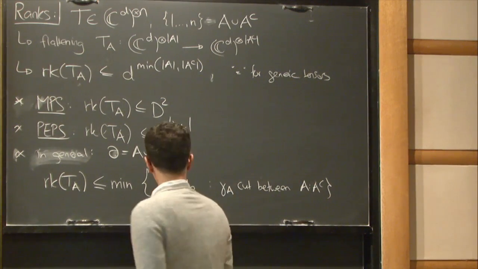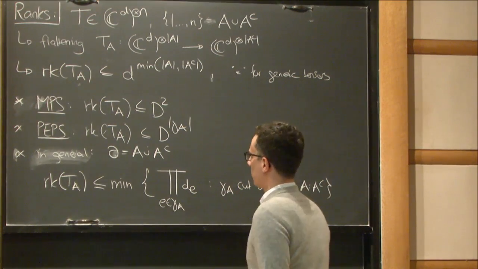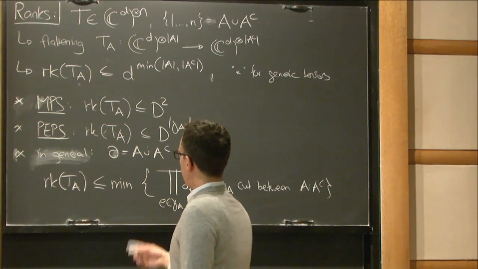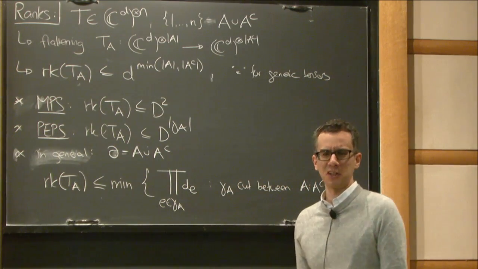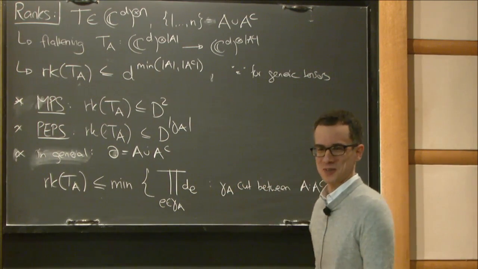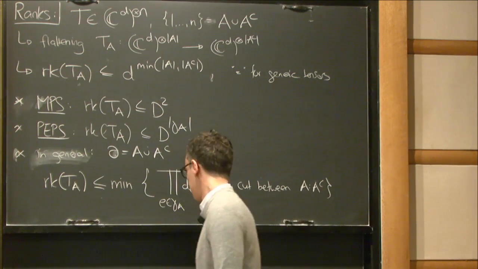Good, so that's that. Similarly to before, under mild assumptions, this is going to be tight for generic tensors. That is something that has been dubbed the quantum max-flow min-cut theorem by Cui, Freedman, and others who looked at this.